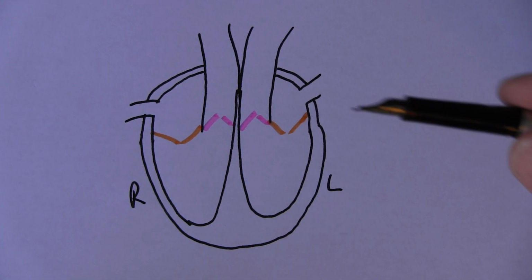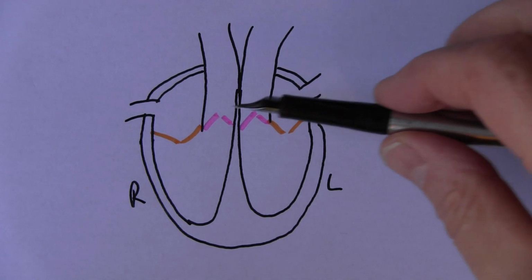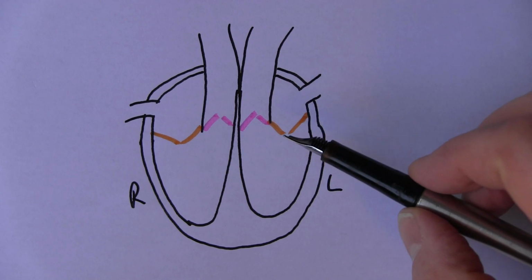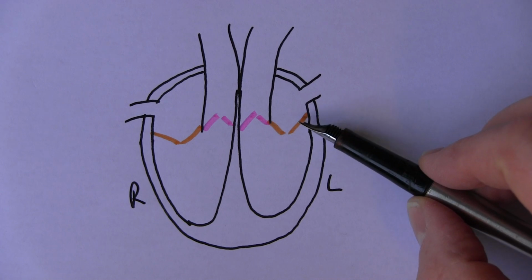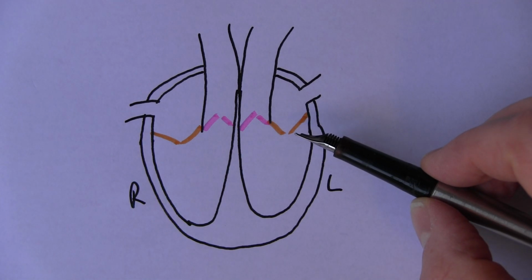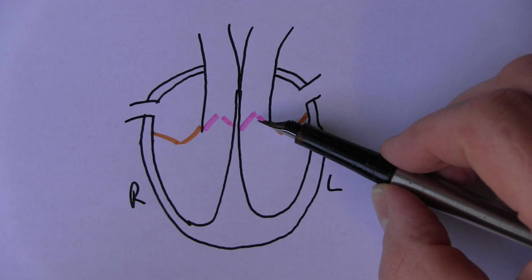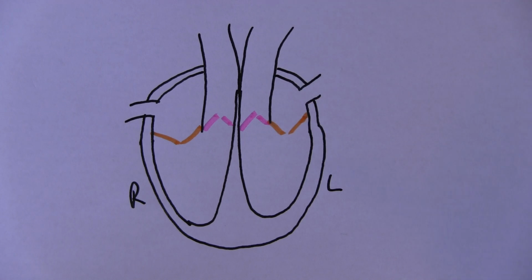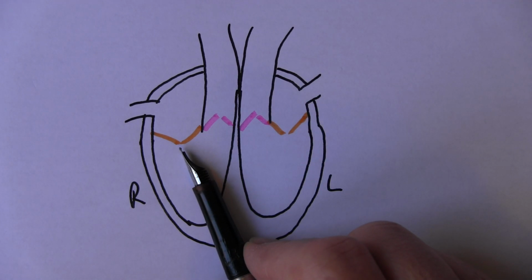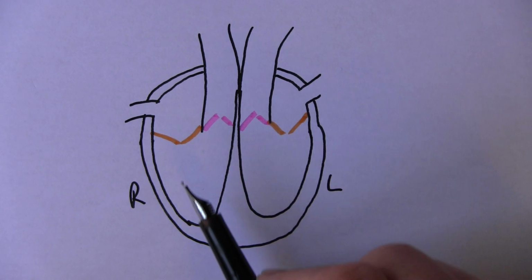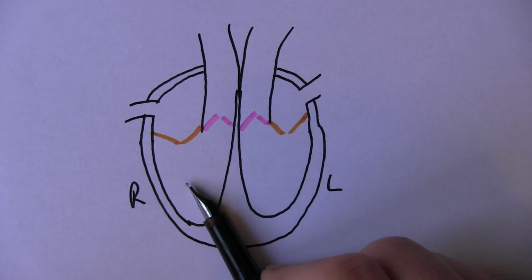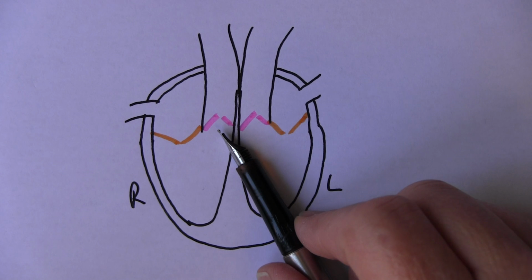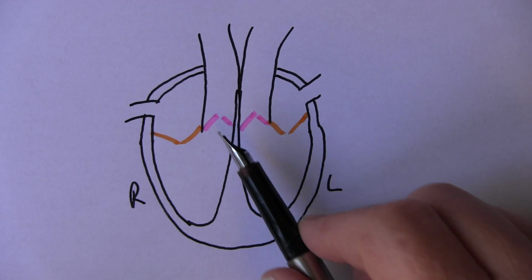So briefly, we've got the left atrium, the right atrium, the left ventricle, the right ventricle. In orange here we've got the mitral valve or the bicuspid valve, and in this pinky colour here we've got the aortic valve, because this is the aorta leaving the left ventricle. In orange here we've got the tricuspid valve between the right atrium and the right ventricle, and between the right ventricle and the pulmonary artery going to the lungs, that is the pulmonary arterial valve.